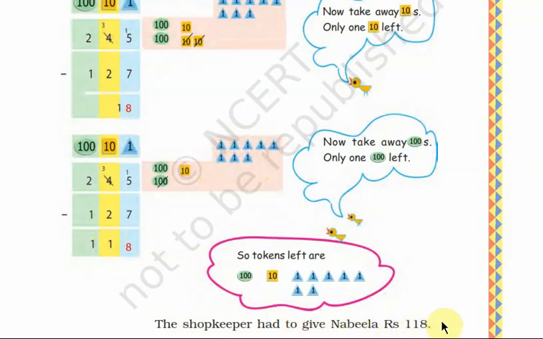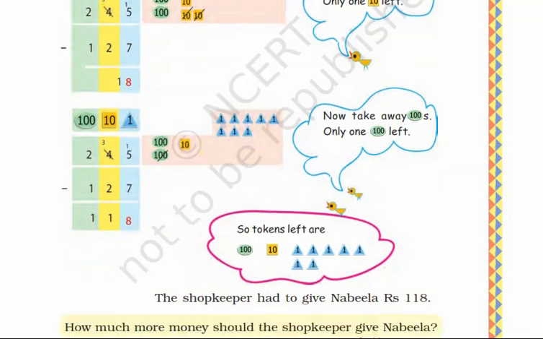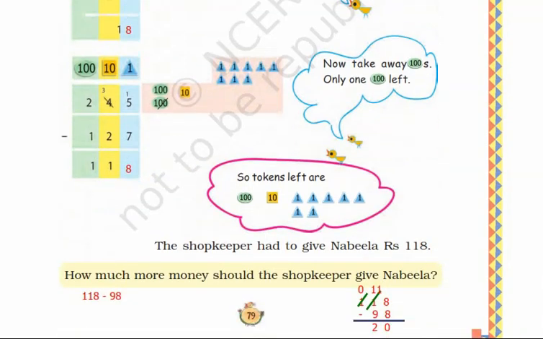Shopkeeper had to give her 118 rupees in return. Okay. But how much money did the shopkeeper give her? He had given her only 98 rupees. So he had to give more money to her because he had to actually return 118 rupees, but he had given her only 98 rupees. So how much more money should the shopkeeper give Nabila? That you have to find out. So how to find out?